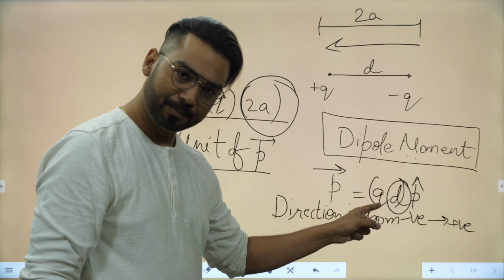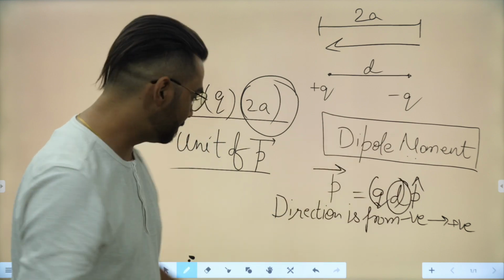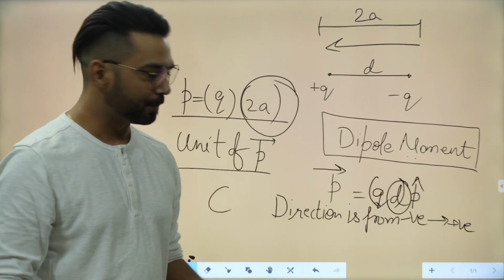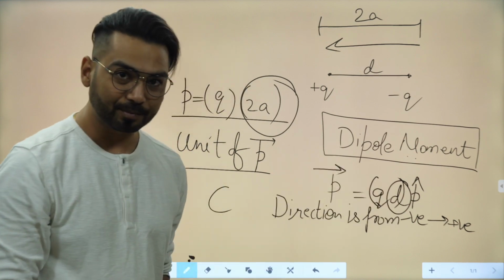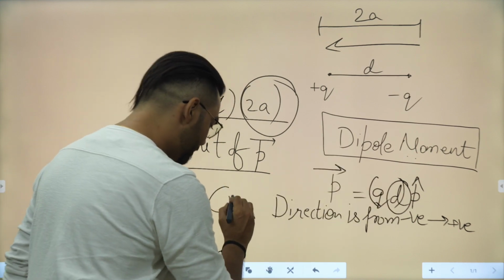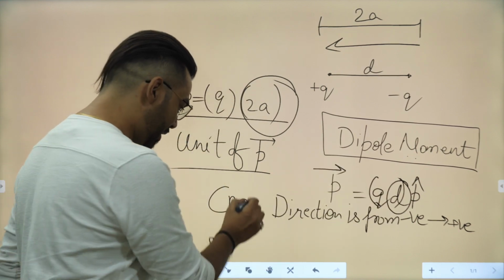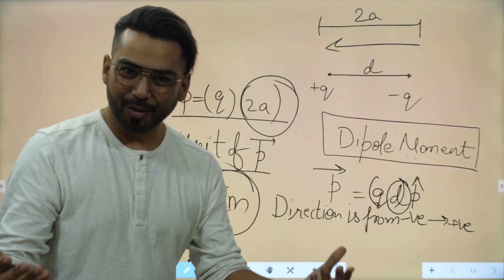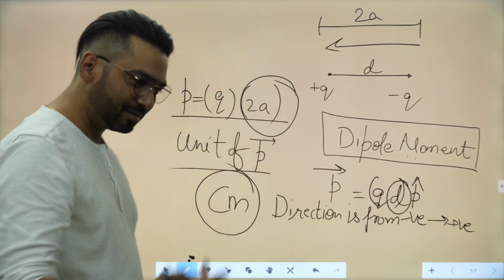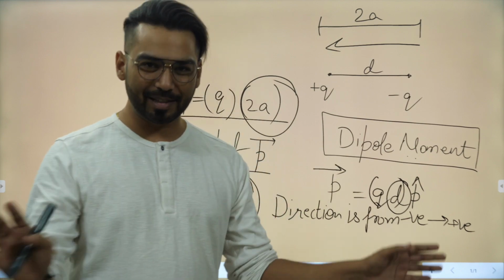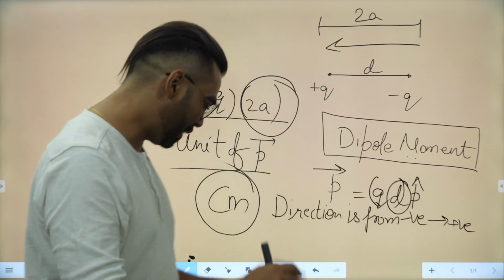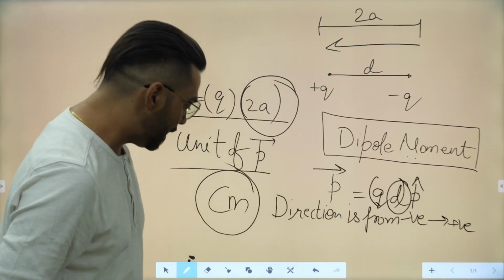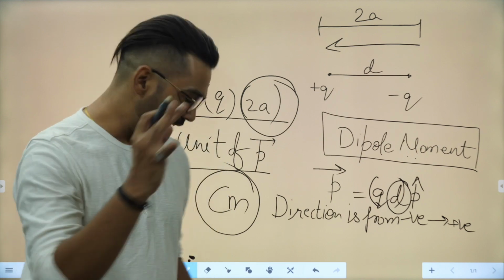There is charge. What is the unit of charge? Coulomb. There is distance. What is the unit of distance? Meter. So what is the unit of dipole moment? It is Coulomb meter. So simple. Please never be confused with this thing once again. Alright guys, so this is how we define the dipole.